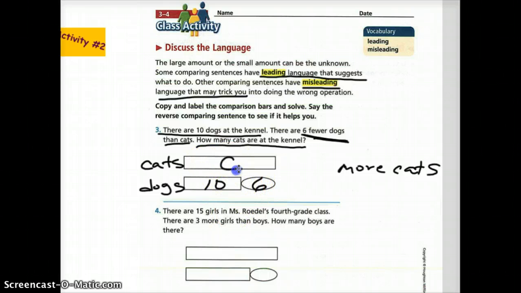And I don't know how many cats there are. So that means I'm adding these two numbers to get that number. So 10 plus 6 equals C. So that means there are 16 cats. Let's look at number 14.